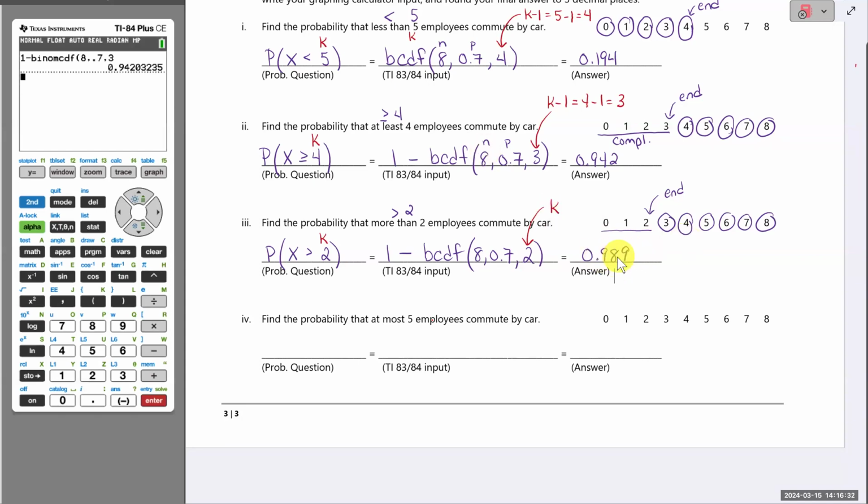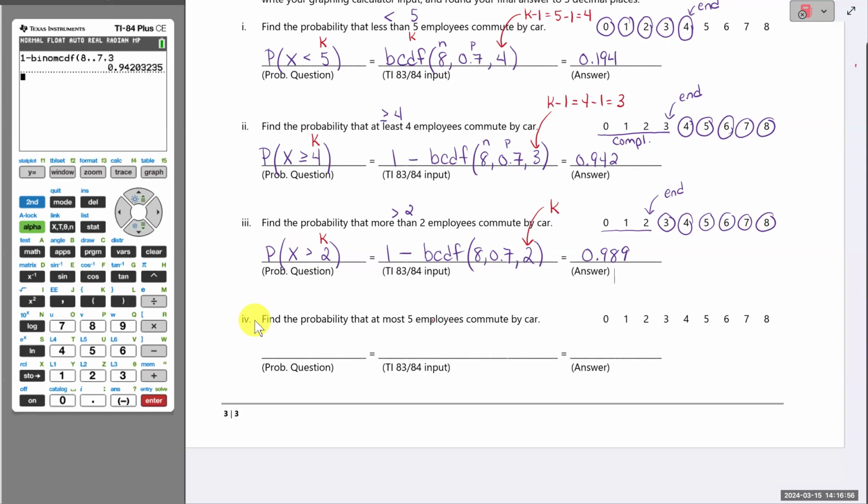So notice that that answer is a little bigger than that one because there are the values 4 through 8 circled there. And in this one, we also include the probability of 3. So that makes sense. This probability is larger. Okay, so we've got our less than case. We have our at least case, and then there's more than, and then let's do at most.